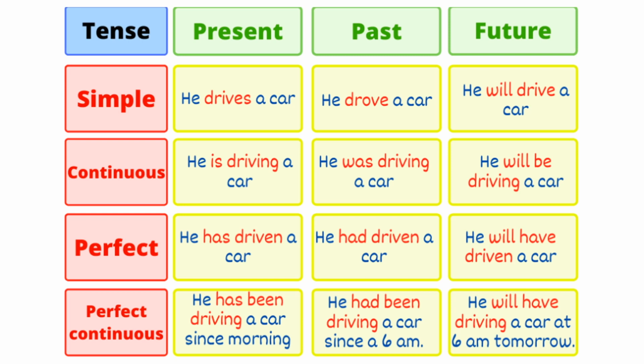Then we have the perfect tense. So either in present, past, or future, we are putting it in the next tense. So has driven, had driven, will have driven. So once again, the auxiliary verb is what's changing here. Then we go to the perfect continuous tense. So we're starting off with present. He has been driving a car since morning. Then past, had been driving, and future, will have been driving.